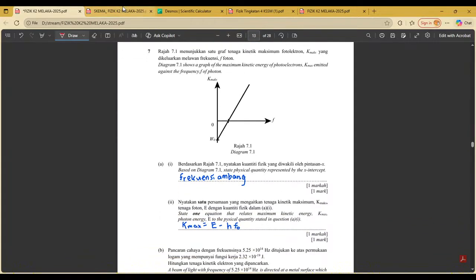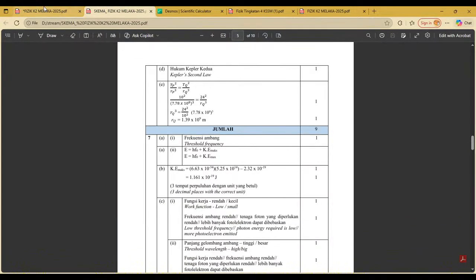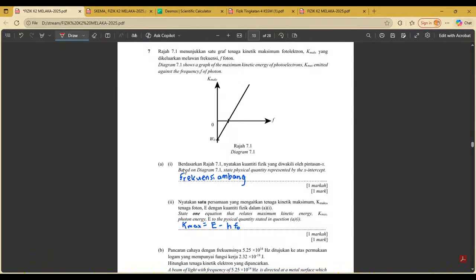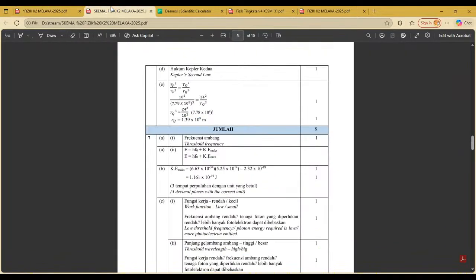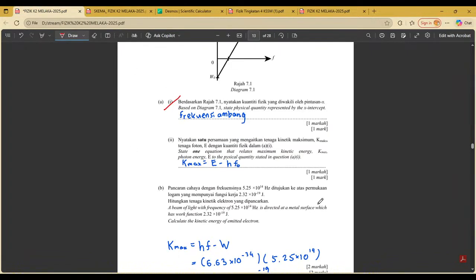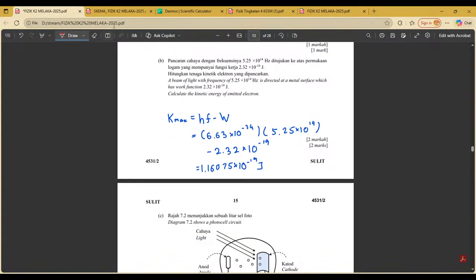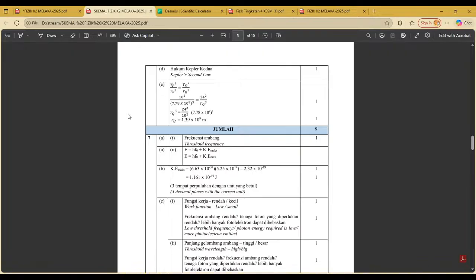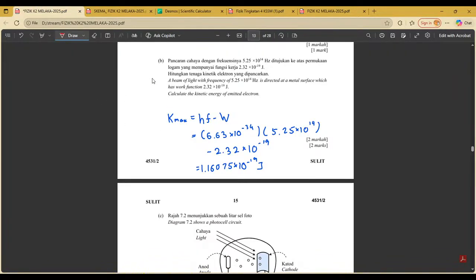Question 7, the threshold frequency. K max equals E minus h f naught. K max equals E minus h f naught. Same thing, you just move the h f naught around. 1.161, yep.